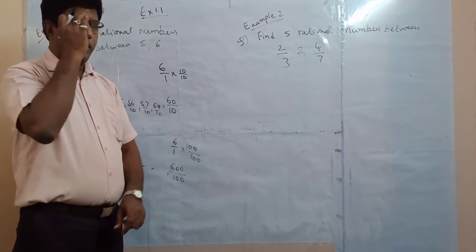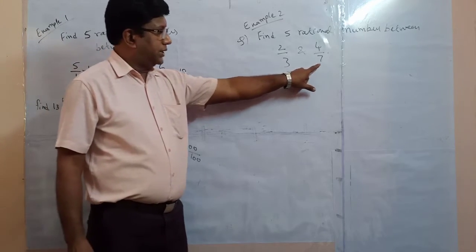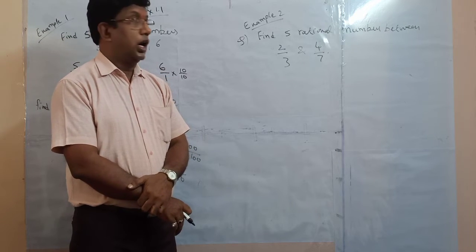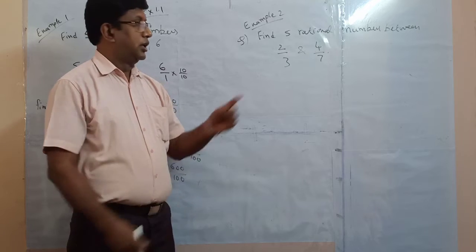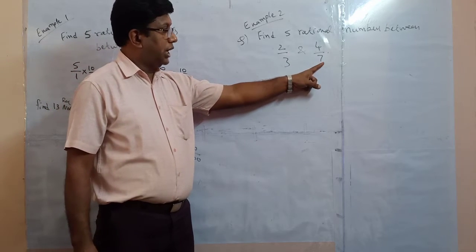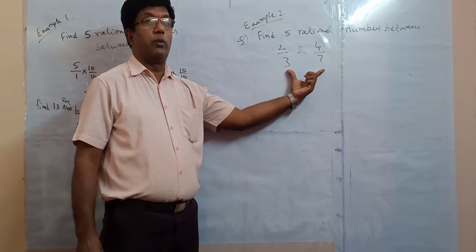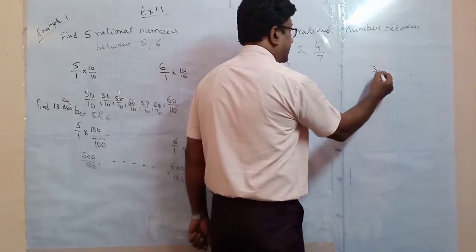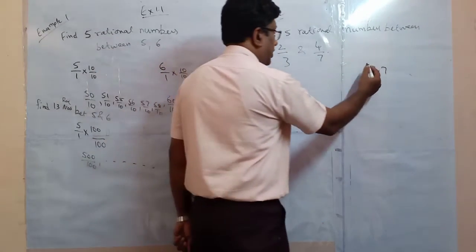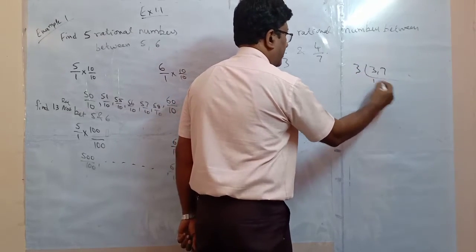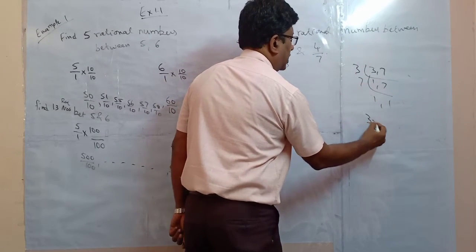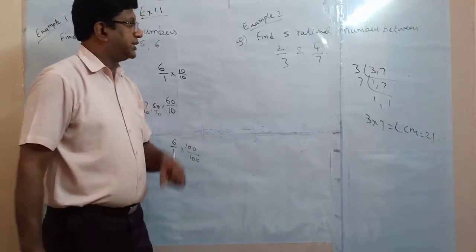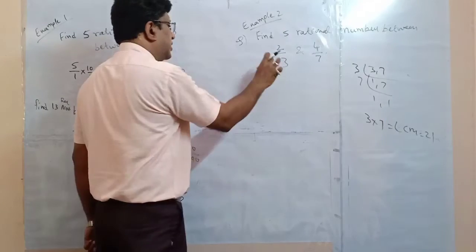Yes. Here, we find that the denominators are not the same. So we need to make the denominators equal. How do we make it equal? First, find the LCM of the two denominators. The denominators are 3 and 7. So this 3 and 7, you know how to find LCM. If we take LCM, what do we get? We get 3 into 7 as LCM, which is 21. So 21 is LCM.